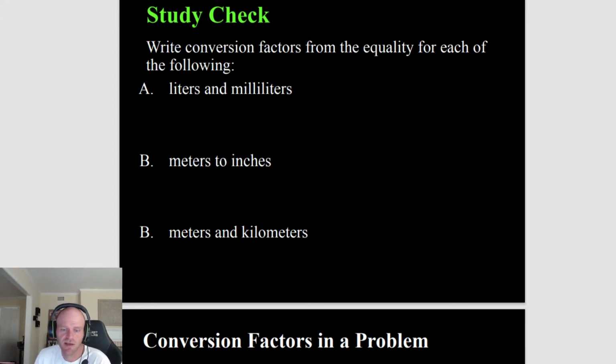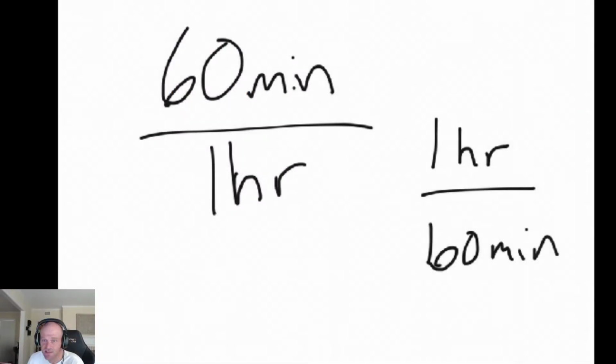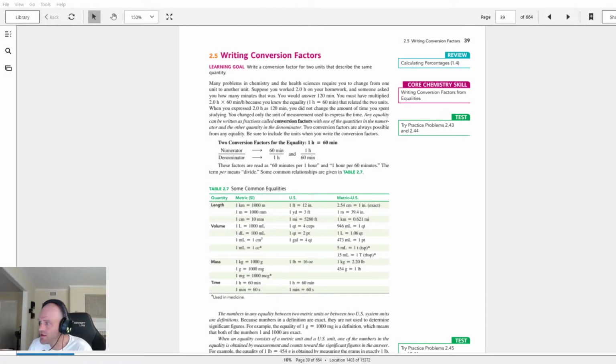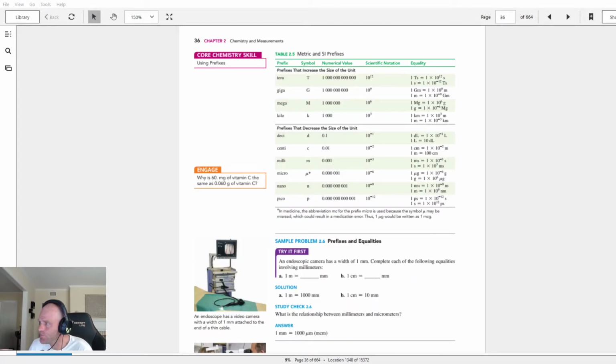Okay, so write conversion factors from the equality for each of the following: liters and milliliters. So essentially what it's asking is it wants to know the conversion factors for liters and milliliters. If I didn't know anything, I would go to my text and look for a table of some sort that shows me the different units. Right here goes that table, with milli being 0.001 of a meter, or 10 to the negative 3.